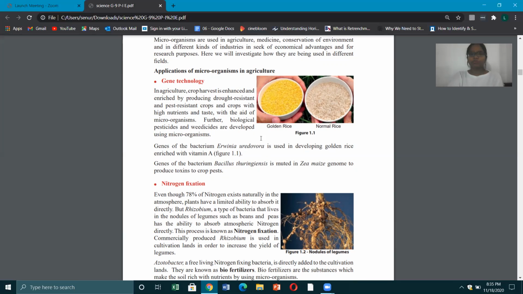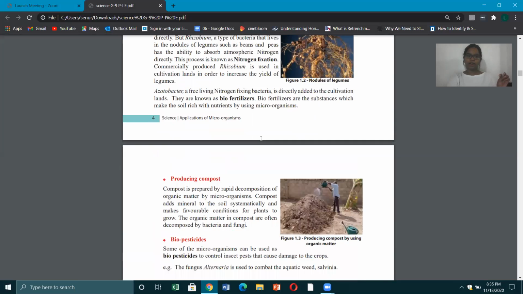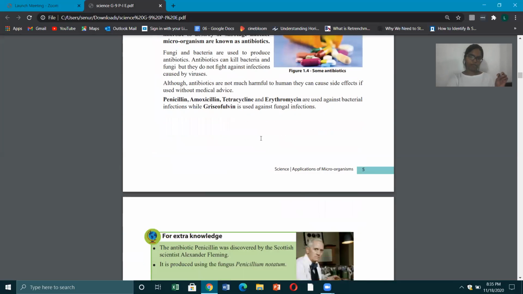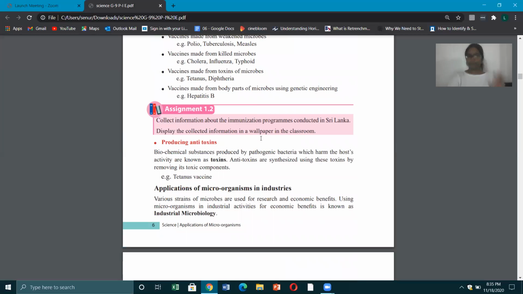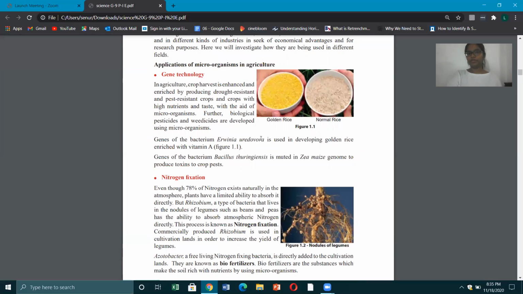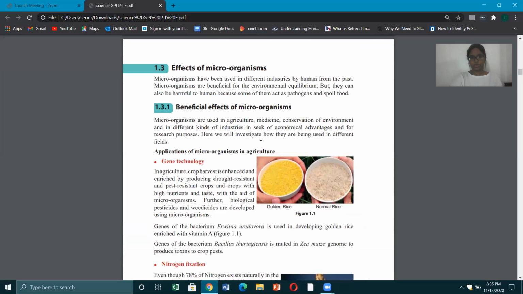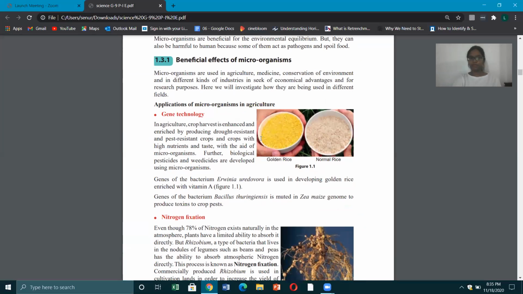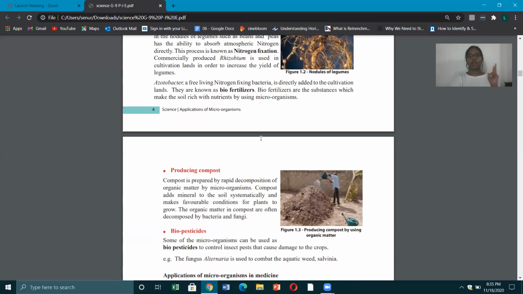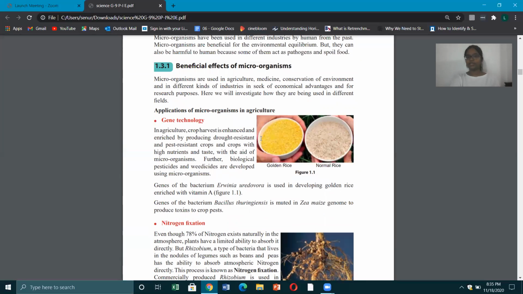Okay, so we'll be talking. First, let's talk about the agriculture field. There are 5, 6, 7. So there are 7 advantages that have been rendered by the microorganisms into the agriculture field. Sorry, not 7. 1, 2, 3, 4. First one is you use microorganisms in gene technology, nitrogen fixation, producing compost and biopesticides.